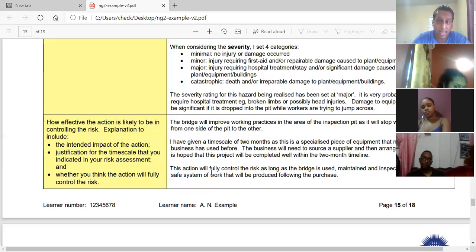And I guess this is it here, whether the action will fully control the risk, right? So this action will fully control the risk as long as the bridge is used, maintained and inspected as set out in the safe system of work that will be produced following the purchase, right? So they said it would reduce the risk to, well, they say fully control. If that is what they said, that's what they said anyway, right?